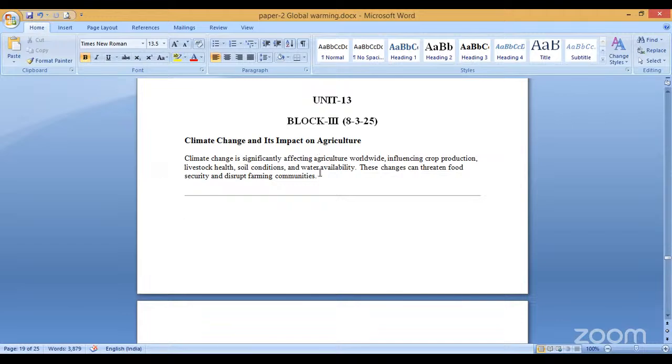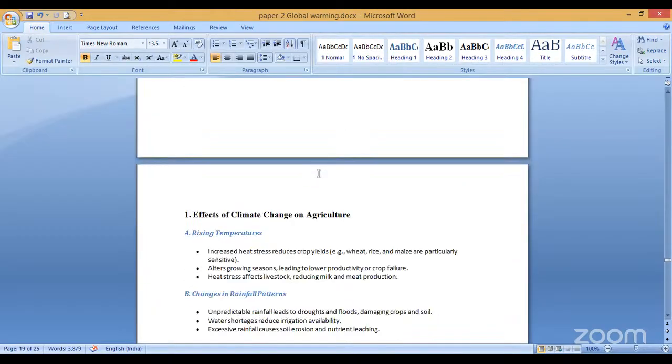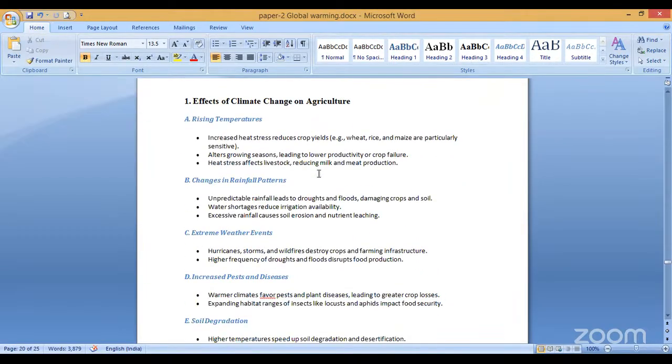Climate change is significantly affecting agriculture worldwide, influencing crop production, livestock health, soil condition, and water availability. These changes can threaten food security and disrupt farming communities. Effect of climate change on agriculture: rising temperatures, increased heat stress, and reduced crop yields. Wheat, rice, and maize are particularly sensitive. It alters growing seasons, leading to lower productivity or crop failures. Heat stress affects livestock, reducing milk and meat production.